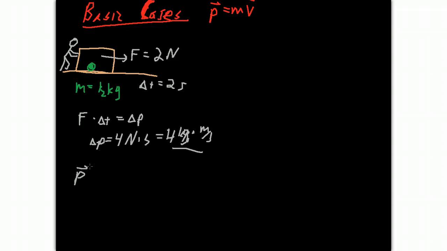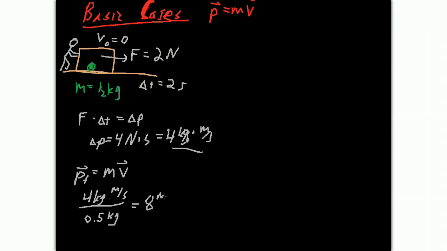Now, this tells us really what's going to happen to this object. If I look at momentum, the final momentum of this object, the initial was 0, let's say, so the initial velocity, we'll call that 0. But the final momentum of the system is going to be equal to m times v. And so what I can do is just take this 4 kilograms meters per second, divide by 0.5 kilograms, and we're left with 8 meters per second as the final velocity of this box with a single ball in it.